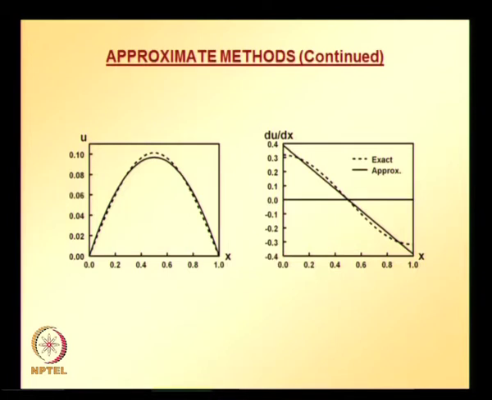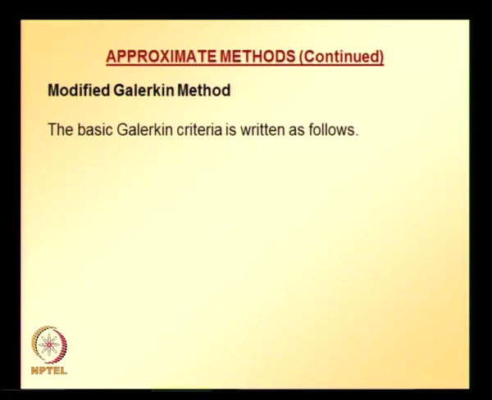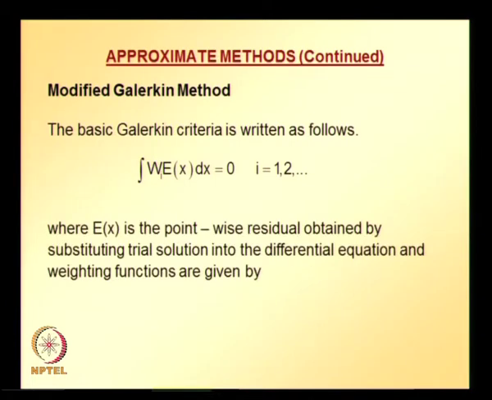Only thing is, as the number of coefficients in the trial solution increases, effort increases. So, now let us look at a small modification to this Galerkin method, which is called modified Galerkin method. The basic Galerkin criteria is this one, just now we looked at, where E is nothing but the pointwise residual obtained by substituting trial solution into the differential equation, and weighting functions are given by this one.